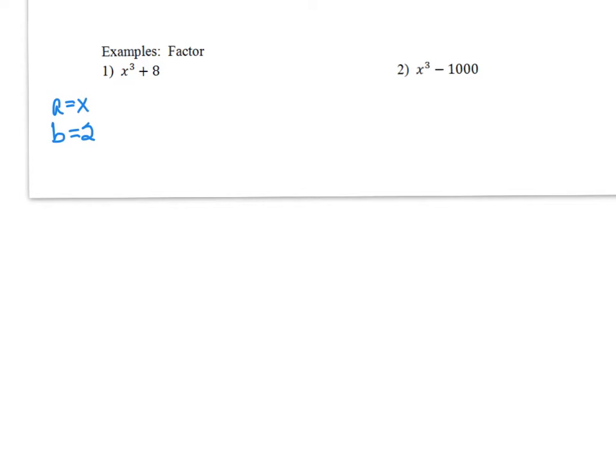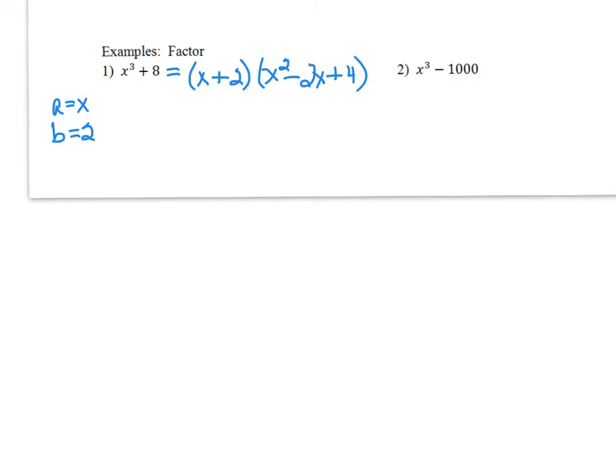Now, since I have the sum of two cubes, remember that your first factor is going to be exactly the same sign. So I'm going to say x plus 2. That's in the form of a plus b. My second factor is going to be the a squared. So I'm going to square the x and get x squared. Then I use the opposite sign, so I'm going to say a minus. Then I have to multiply the a times the b, so that's going to give me 2x. And then I have to square the b term, and that one is always positive, so I'm going to say plus 4.